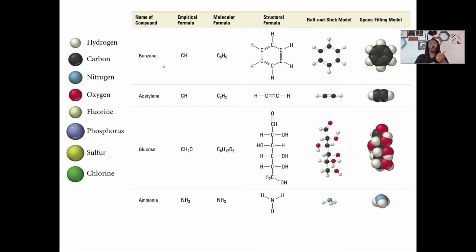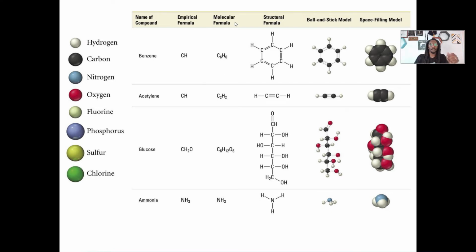The empirical formula for benzene is CH. It's relative. It's telling me that I have carbon and hydrogen in this compound. It's not giving me any information as far as how many carbons or how many hydrogens I have, but it's giving me enough. I just know I have carbon and hydrogen. We'll actually go over how to find the empirical formula and molecular formula later on.